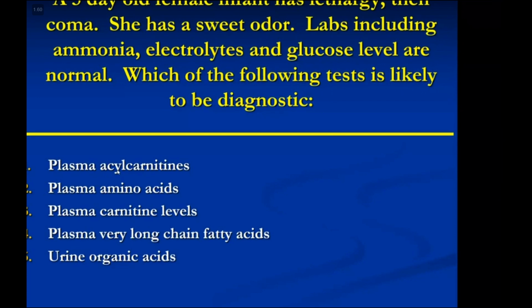There's acetylcarnitines, which can diagnose a variety of different metabolic diseases, but in this case, it's usually fatty acid oxidation disorders and some other organic acidemias. Carnitine levels, not really useful in this case, and very long chain fatty acids. These are used in peroxisomal disorders, for example, X-linked adrenoleukodystrophy or Zellweger, not necessarily this. And organic acids is a good guess, but in this case, it's the amino acids. Okay, so I am done. I apologize for the technical difficulty.